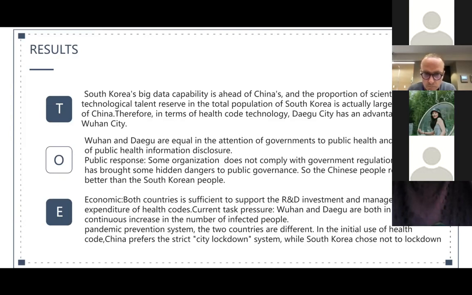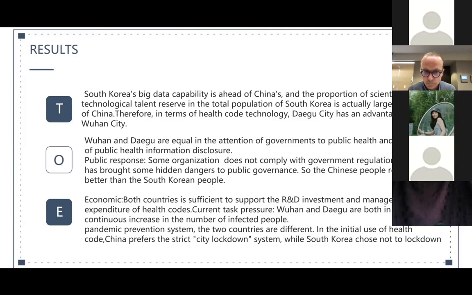For public health information disclosure, South Korea hosts press conferences twice a day and discloses all information about COVID-19 to the public. The South Korean pandemic information is completely transparent. The date and data of new infections, as well as the total number of infections, can be inquired on the website. In China, the National Health Commission makes public the number of infected people and their travel record every day. Wuhan and Daegu are equal in the degree of public health information disclosure.